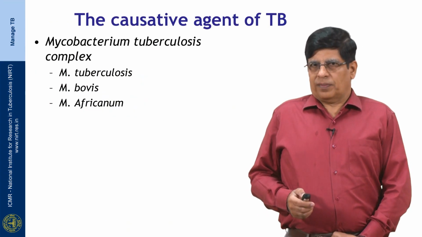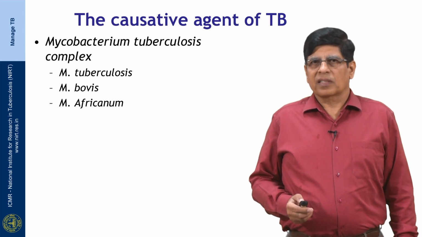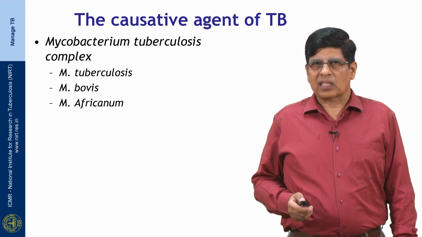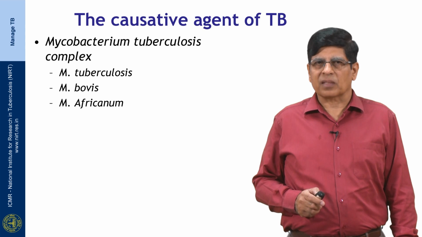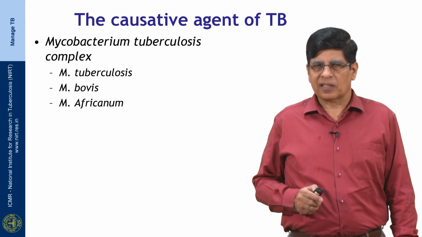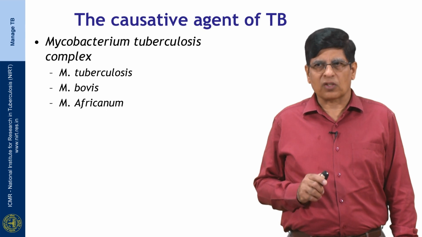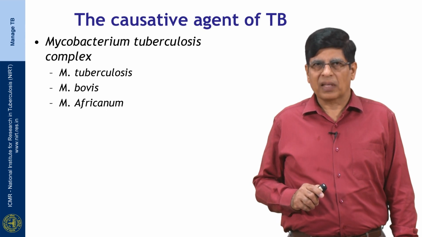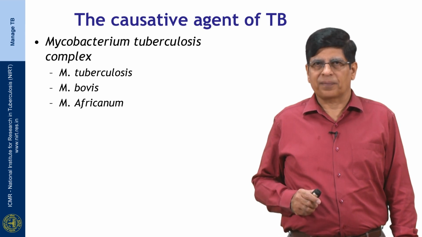As you know, the disease is caused by a group of genetically related organisms, which are together called Mycobacterium tuberculosis complex. Of them, the predominant organism is Mycobacterium tuberculosis. Mycobacterium bovis causes the disease in about 2% of the total disease burden. Africanum is restricted to certain geographical areas of the world.